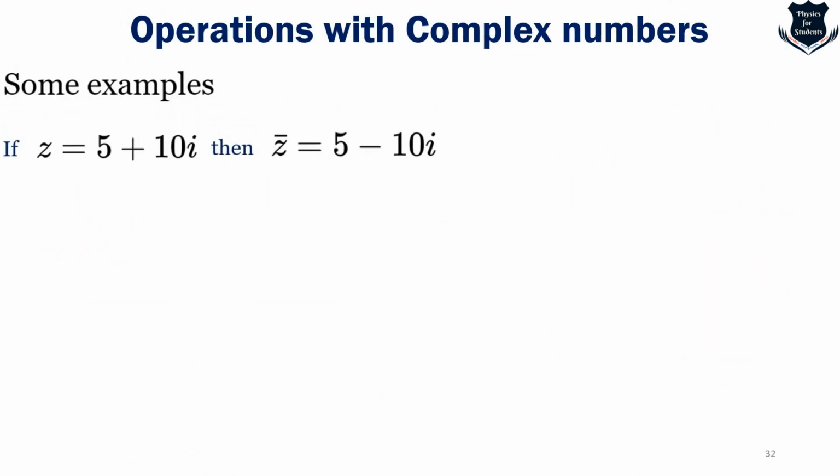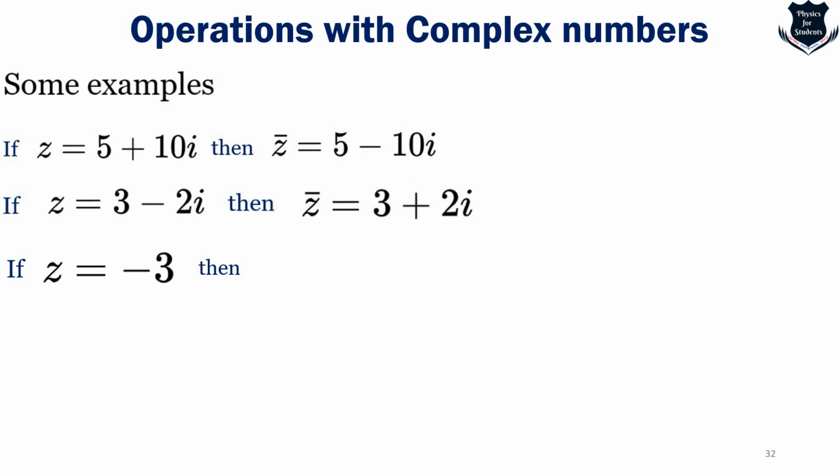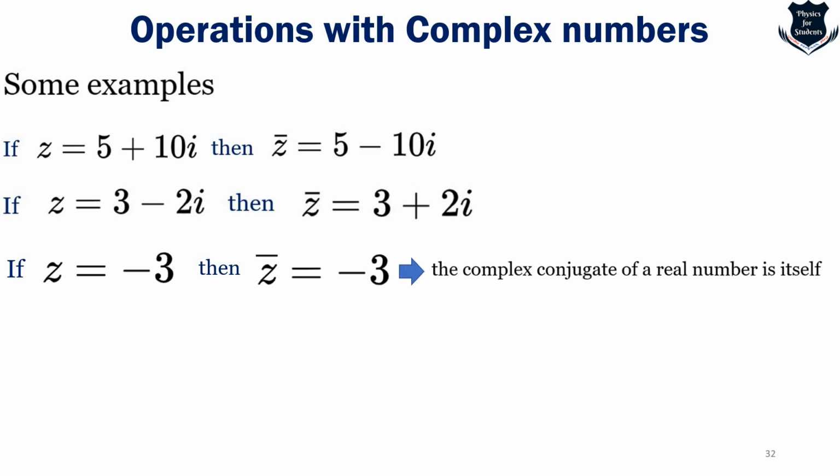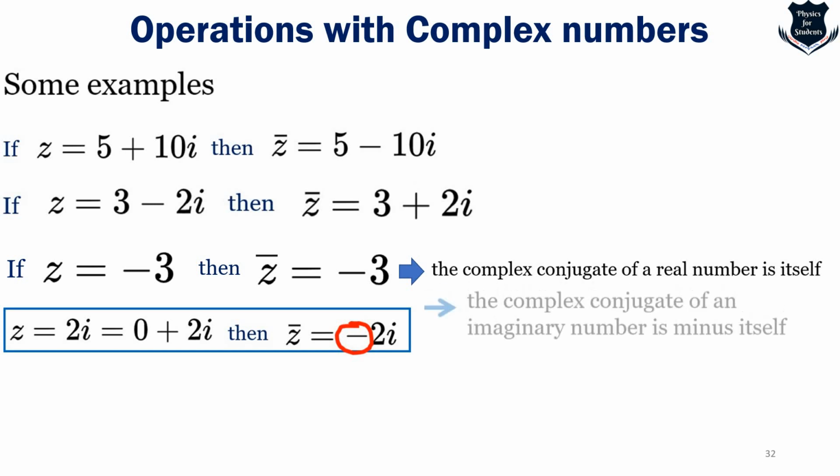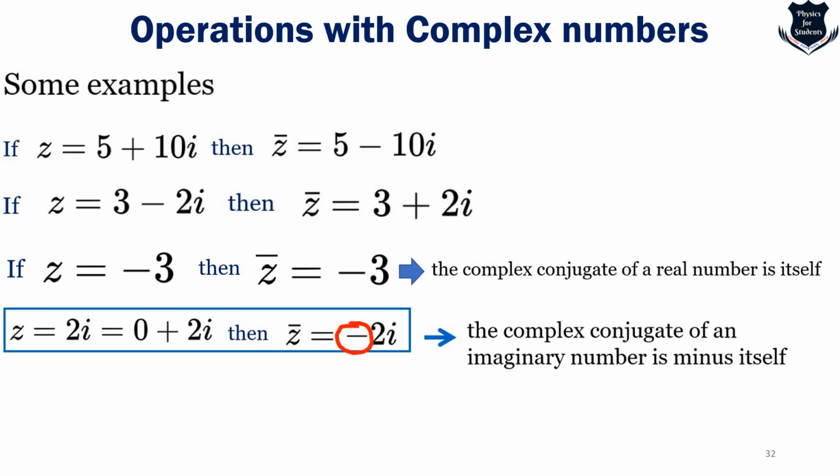Some more examples. If you see this, it becomes 5 minus 10i, and 3 minus 2i becomes 3 plus 2i. But here is an interesting thing. If z equals minus 3, then the complex conjugate will also be minus 3, right? So the complex conjugate of a real number is itself. And here you see, if z equals 2i, then the conjugate is minus 2i, which means the complex conjugate of an imaginary number is minus itself. These are two exceptions, so you can just take note of that.